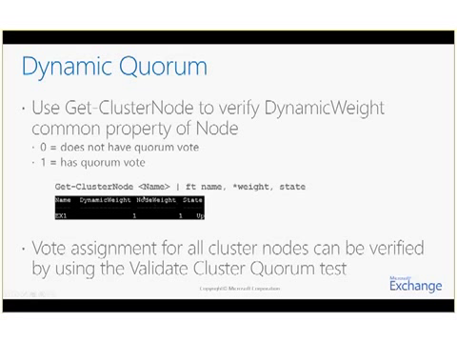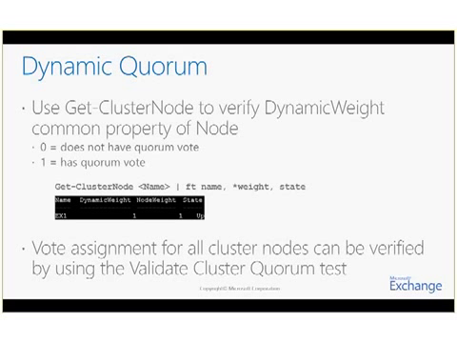Now, similarly, there's also this NodeWeight right here. 0 or 1 also applies as to whether it has a vote or not. But the NodeWeight is where you would manually take the vote away. So if you manually took the vote away from a DAG member, its NodeWeight would be 0 and its DynamicWeight would be 0 as well, because we can't give it a vote it never had. But as long as you're not manipulating votes, then it's really the DynamicWeight that you're most concerned with. And again, that's going to be a 1 or a 0. 1 means it still has its vote. 0 means that it doesn't have its vote because it was taken away by the cluster itself.